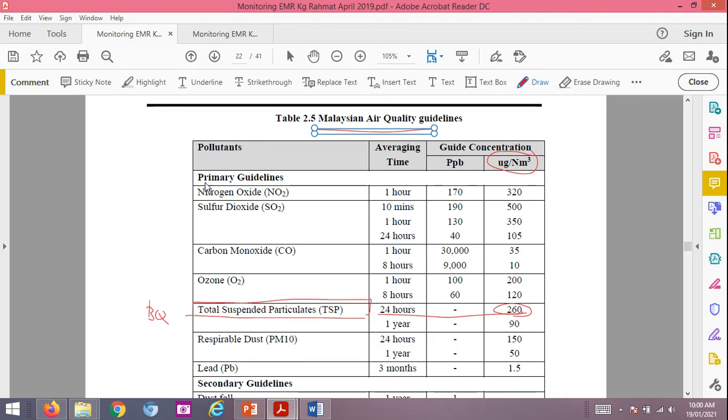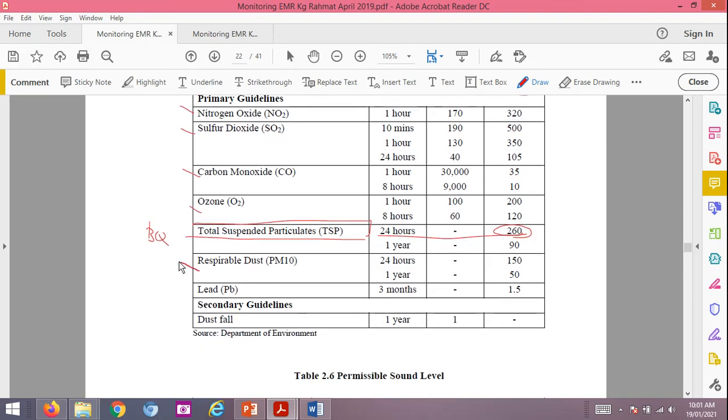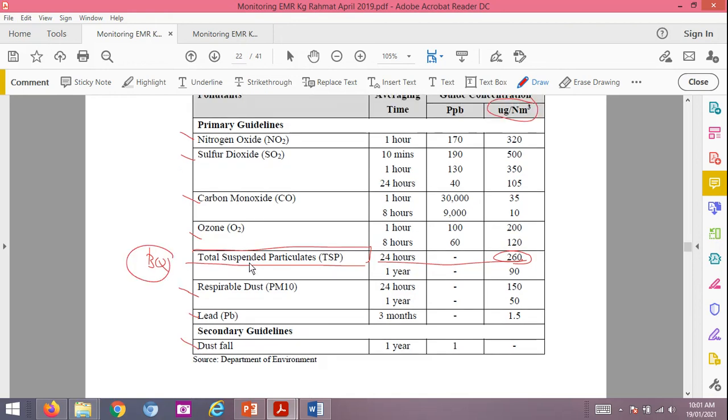Then there are the other pollutant parameters: nitrogen, sulfur dioxide, carbon monoxide, ozone, PM10, lead, dust fall and so on. But based on the BQ, they only want to measure the TSP. So it depends on your BQ. For industrial, maybe they measure NO, nitrogen oxide, or sulfur dioxide. So it depends on the activities.